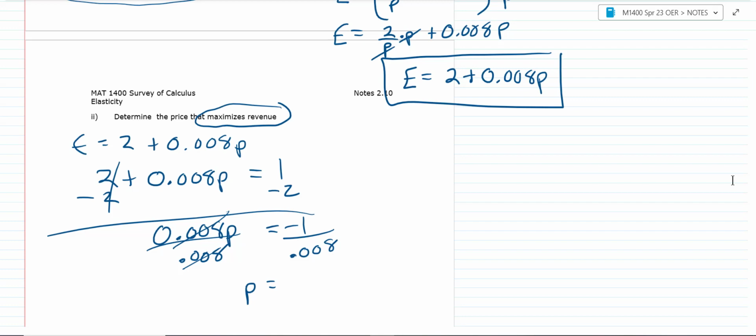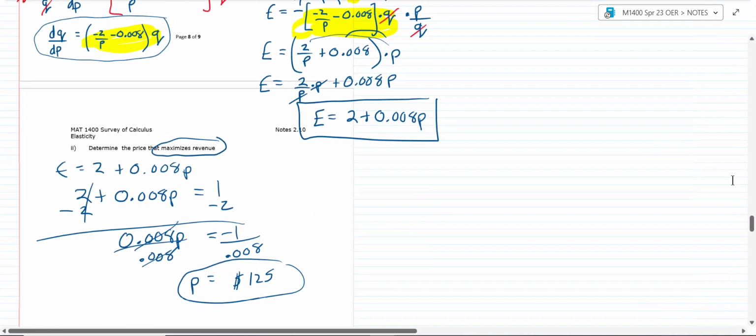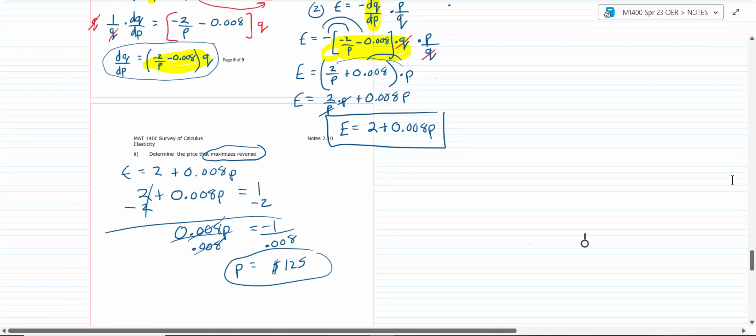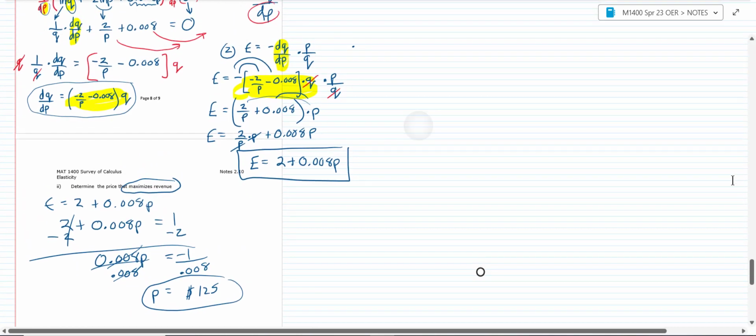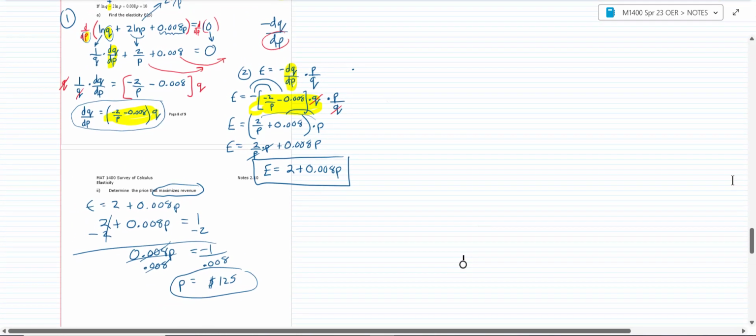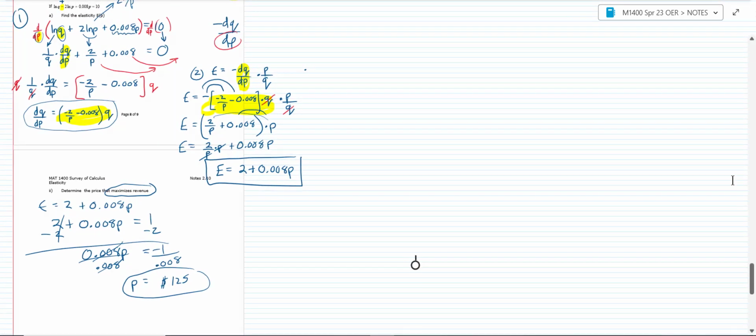So originally we shouldn't have changed that sign. I just now realize that. Anyway, if you take 1 divided by 0.008, you should get $125. We're not going to redo the problem, but the sign would have worked out if I hadn't changed that. So I apologize for that. That minus at the beginning of the problem should have just stayed where it was.